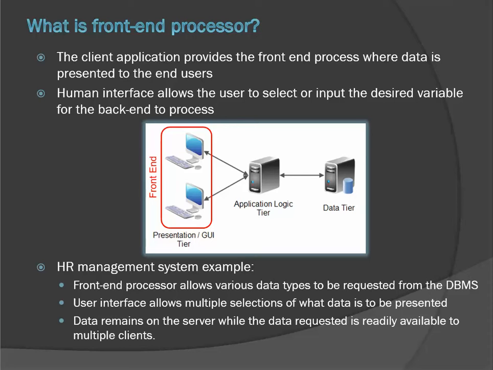By example, an HR management system contains a robust front-end processor allowing various types of data to be requested from the database management system. The user interface provided allows multiple selections of what data is to be presented and whether it's in a report, on screen, or possibly sent directly to a print queue. The data itself remains on the server while the data requested is readily available to the multiple client users.